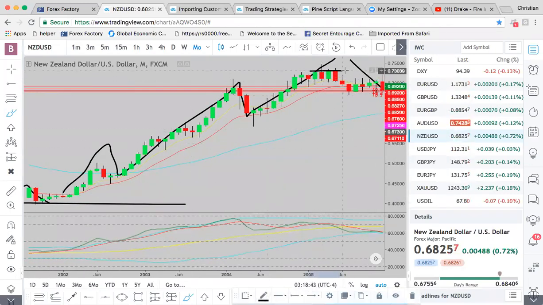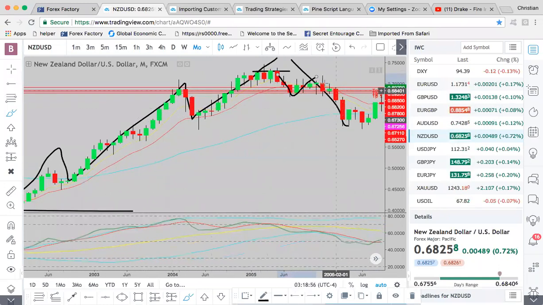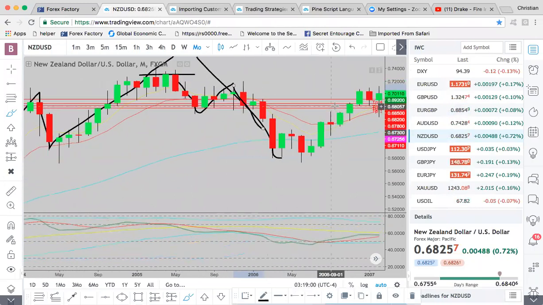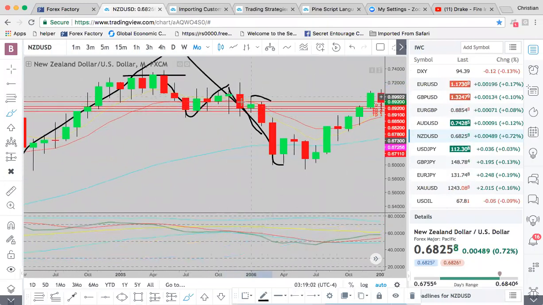So right here, you got your double top, because we're looking for head and shoulders, double tops, triple tops. Right? So right there, double top. All right, we're sellers. Level 1, pull back. Level 2. This is level 2 right here.